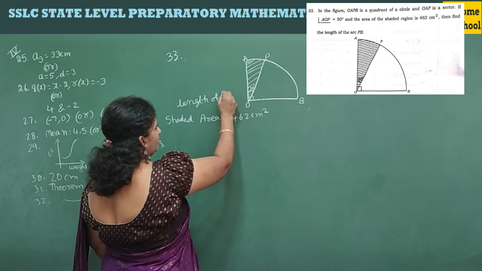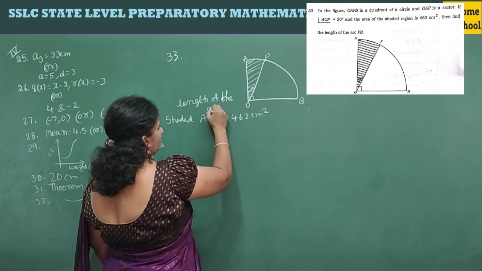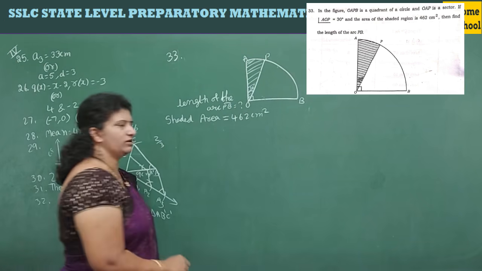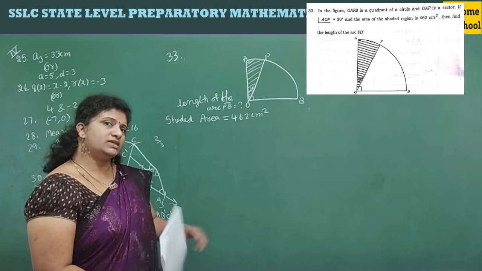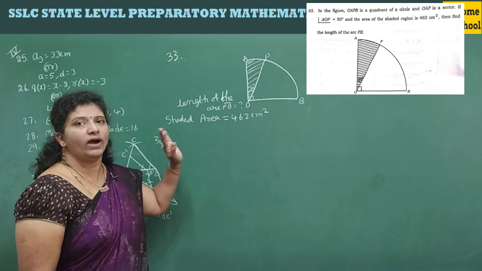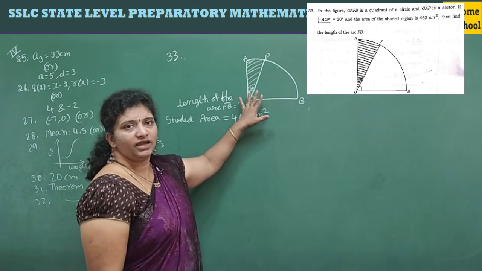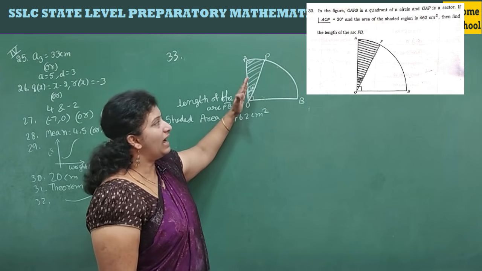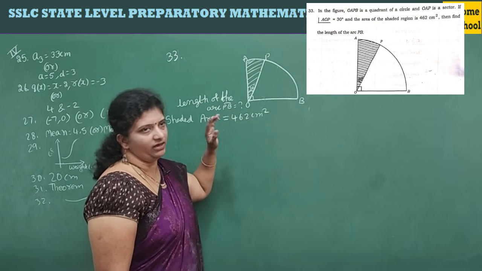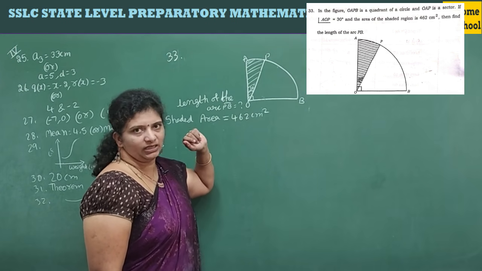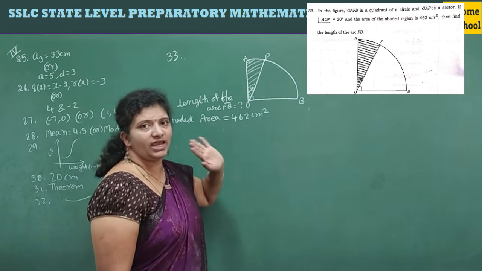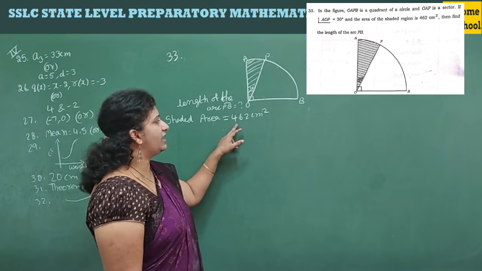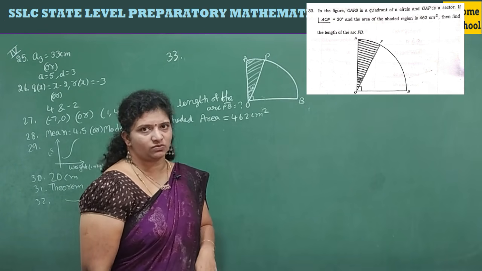Length of the arc PB is equal to question mark. What is given? They have given a quadrant. Quadrant means it is 90 degrees. So in that quadrant, some part of the sector is shaded with an angle of 30 degrees. And the shaded region area is given, that is 462 centimeters square.